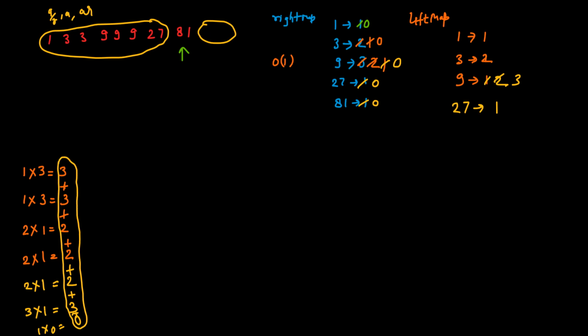So let's do a quick total. 3 plus 3, 6 plus 2, 8 plus 2, 10 plus 2, 12 plus 3, 15. So the total will be 15, which is our answer. I hope, guys, you have got the idea how we have solved this question. We have processed this array by taking each element as A and taking two different maps. One is a left map, one is a right map.